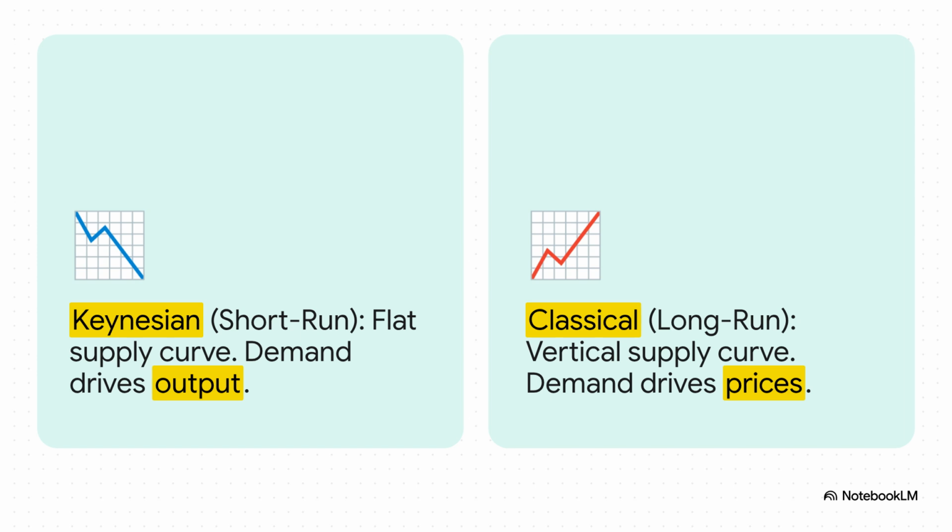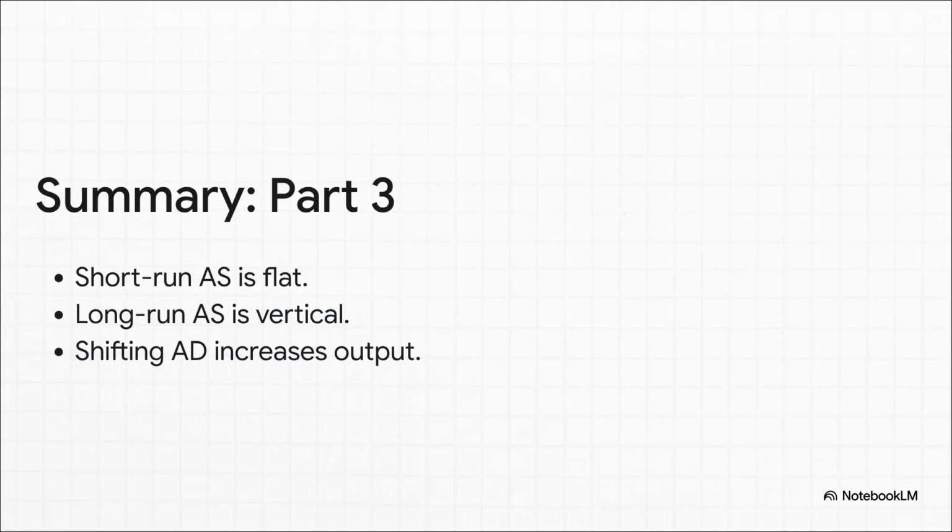But the classical long run assumes a vertical curve where capacity is totally fixed. In the long run, once everyone is already working, pumping up demand just causes massive inflation because, well, you literally can't produce any more than you already are. So to wrap up Module 3, remember this: expansionary policies can boost output in the short run, but they only inflate prices in the long run.